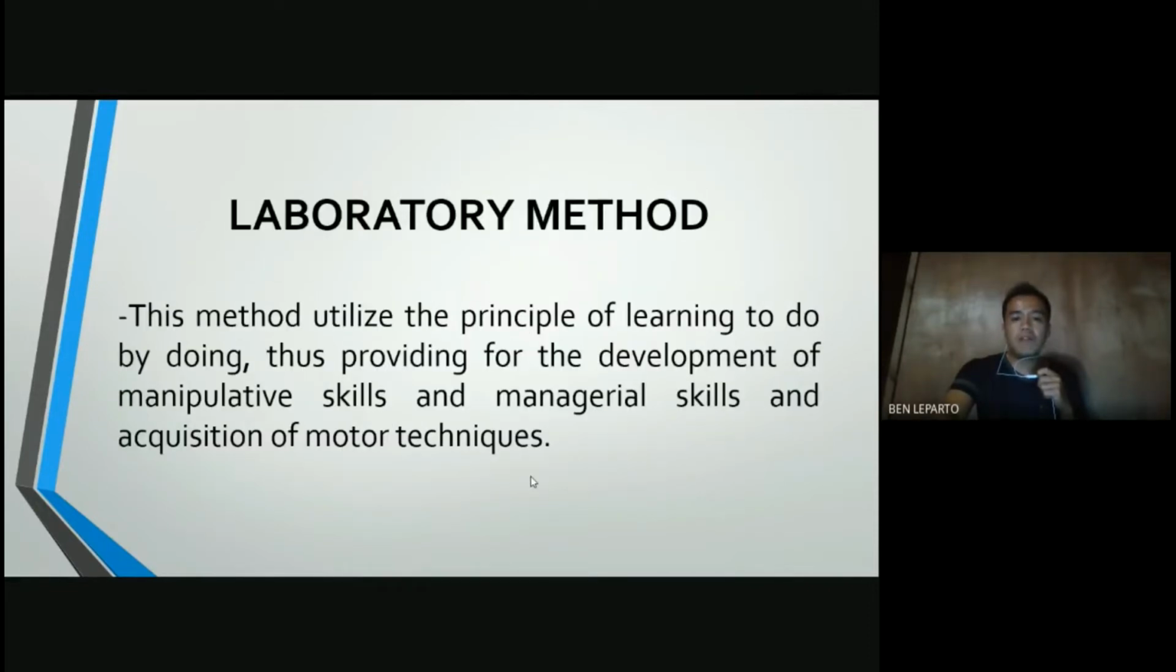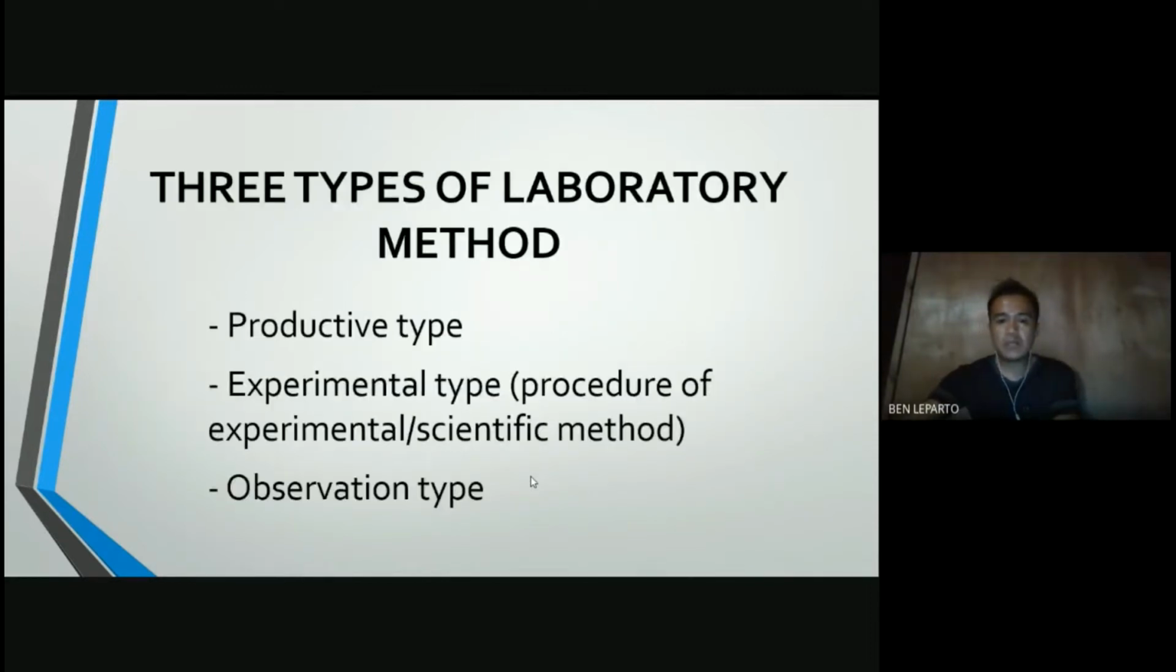So the fifth one is the laboratory method. In the laboratory method, this method utilizes the principle of learning to do by doing, thus providing for the development of manipulative skills and managerial skills and the acquisition of motor techniques. There are three types of laboratory method. Number one is the productive type. Number two is the experimental type. Number three is the observation type.